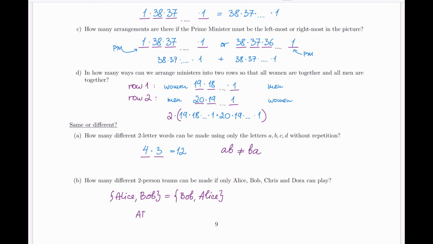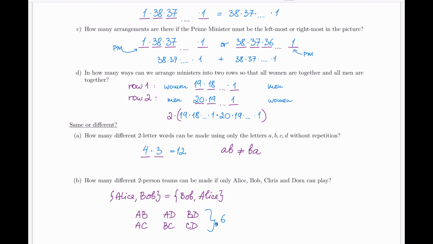So I have Alice and Bob on a team, which is the same as Bob and Alice. I can have Alice and Chris. I can have Alice and Dora. I can have Bob and Chris, Bob and Dora, and finally Chris and Dora. And this will cover everything. Every team here will not have the order imposed on it, as we've already noticed, right? So every team here will correspond to 2 different words if we were thinking of them in terms of words. This is why, while there are 12 options in the top, there will only be 6 options at the bottom.